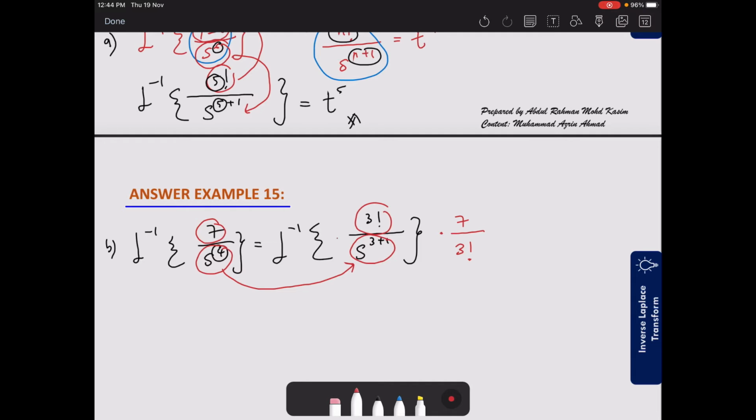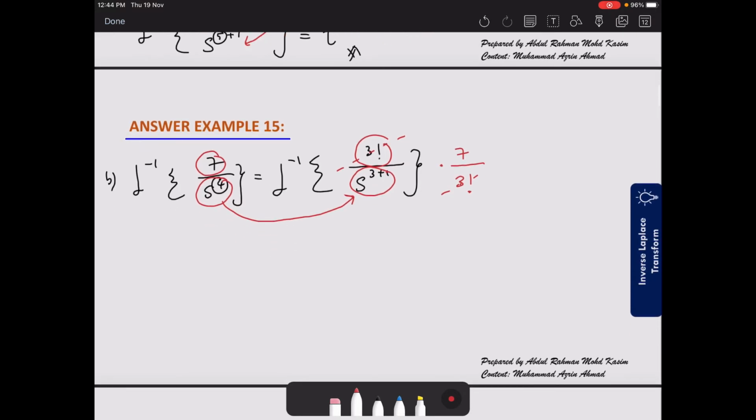When we remove this one, the equation goes back to the original equation. Now you can get the answer directly, because according to this one, you will have t to the power of 3. Just follow it. So we have 7 over 6 here. Your final answer is 7 over 6 t to the power of 3.